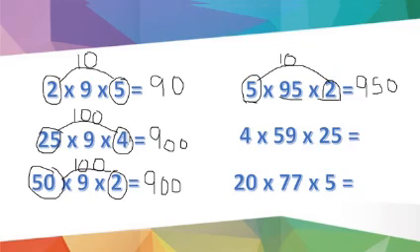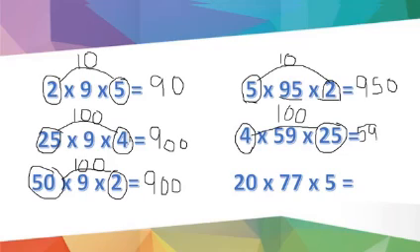4 by 59 by 25. Big numbers. I can multiply them easily and mentally. How? I can multiply first 4 by 25. 4 by 25 equals 100. 100 by 59. 59 by 1, 59. And then add 2 zeros at the end of the number. So the answer is 5,900.